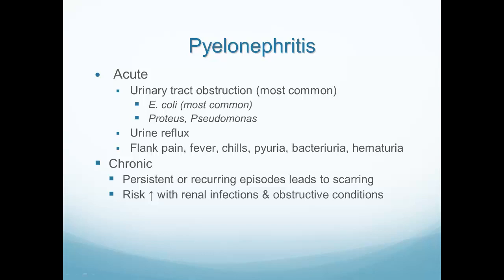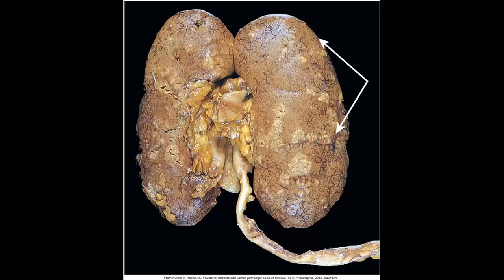If it's chronic, we can see persistent and recurring episodes that lead to scarring. So we can have scarring of the nephron, and that can lead to the patient developing acute and/or chronic renal failure in the future. This is a picture here of a patient who's got pyelonephritis or had pyelonephritis. So you can see the kidneys are scarred. You can see all the damage that's occurred to them. They don't look like nice, normal, healthy-looking kidneys.